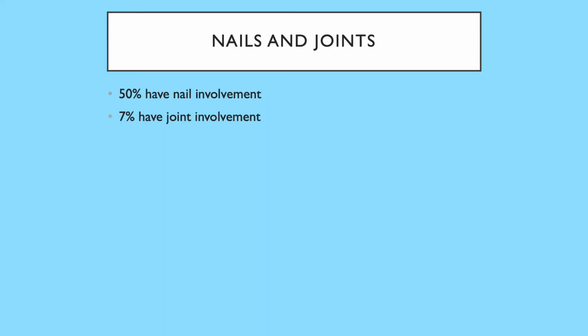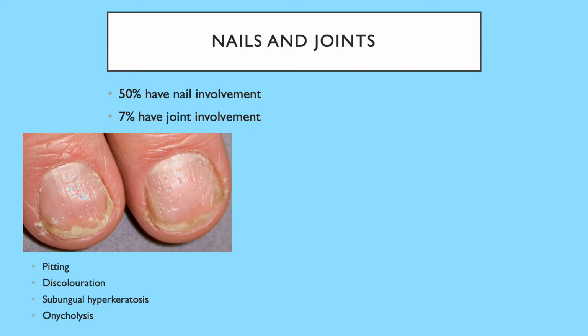It's important to remember that psoriasis is a systemic disease. In 50% of people with psoriasis, they also have nail involvement. Signs include nail pitting, discoloration, subungual hyperkeratosis, and onycholysis, which is where the distal nail detaches from the nail bed, so the ends look yellow or white.